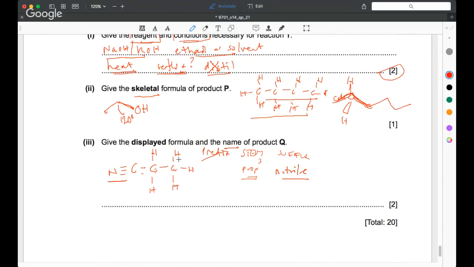So the name there is going to be propan. And we could say propan nitrile. That would give us a double N, wouldn't it? So we can't do that. So we have to say propane nitrile. Okay, so we can have 2 N's together. Propane nitrile is the name. So we had to get our 2 marks here. We had our displayed formula and the name. There's the displayed formula and the name.